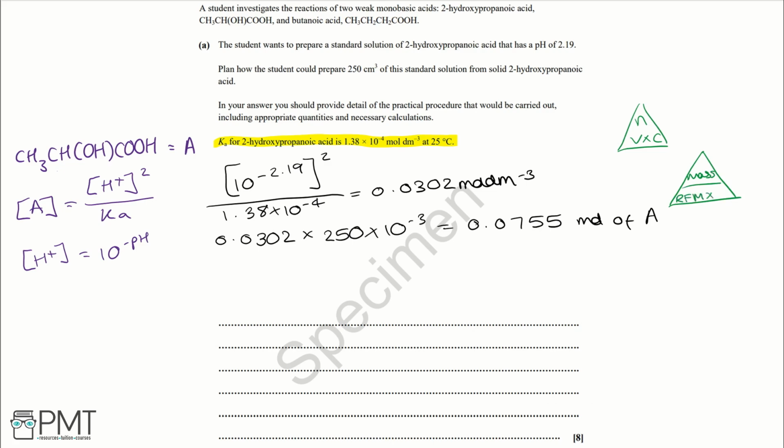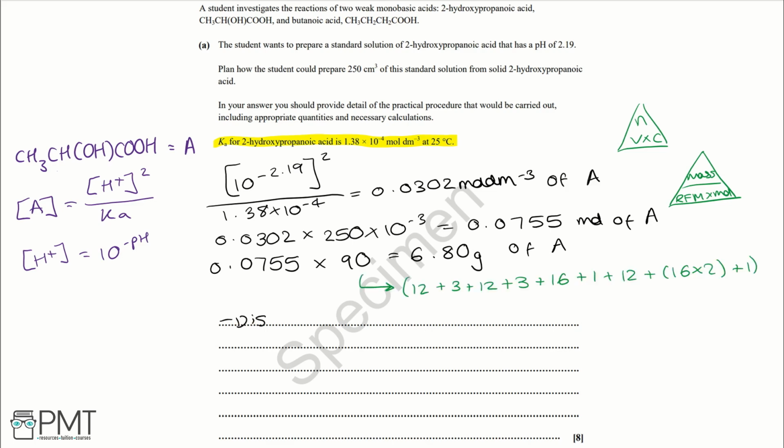And then we can use our other equation triangle, which is mass divided by relative formula mass times moles. And we're going to use this to work out the mass of A. So that's going to be 0.0755 times 90. 90 is the relative formula mass of 2-hydroxypropanoic acid, and it equals 6.80 grams of A. And now we need to talk about our method.